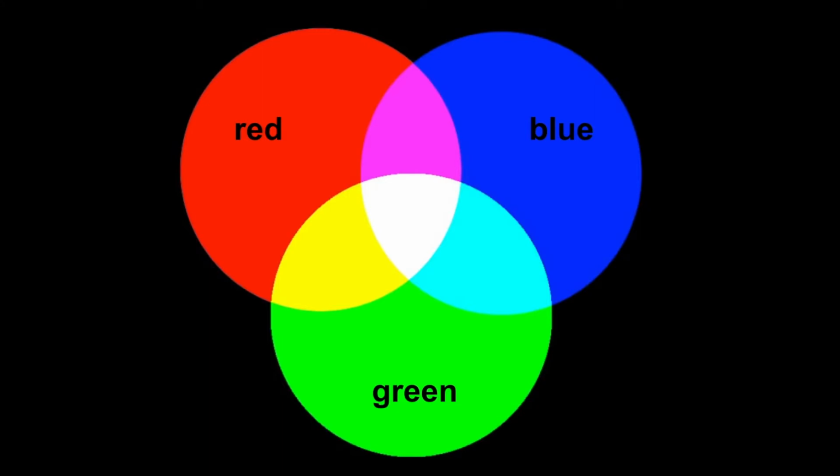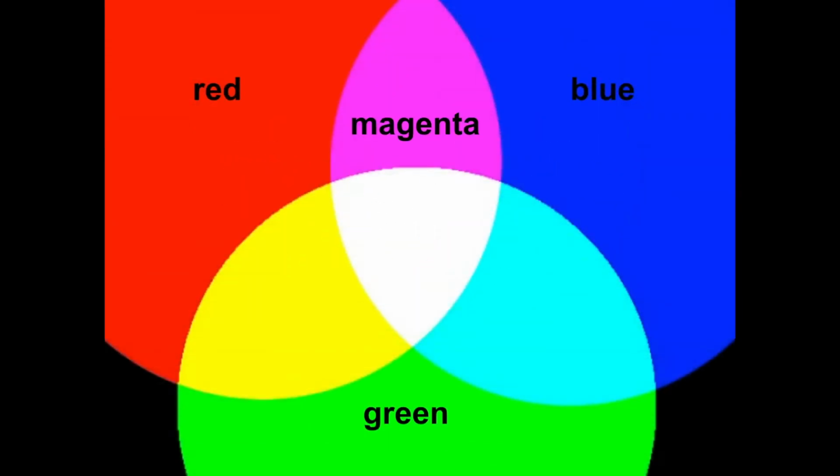Light primary colors are additive. Red and blue equals magenta. Red and green equals yellow. And blue and green equals cyan. Red, blue, and green equals white.